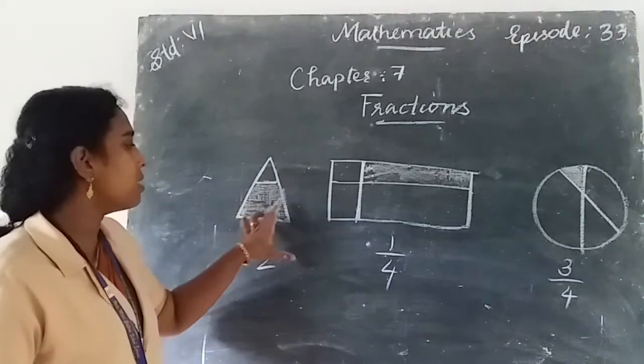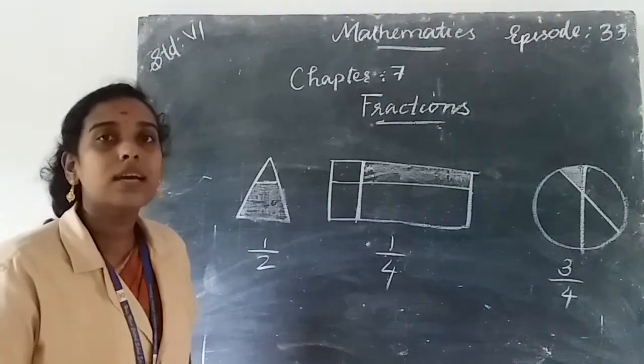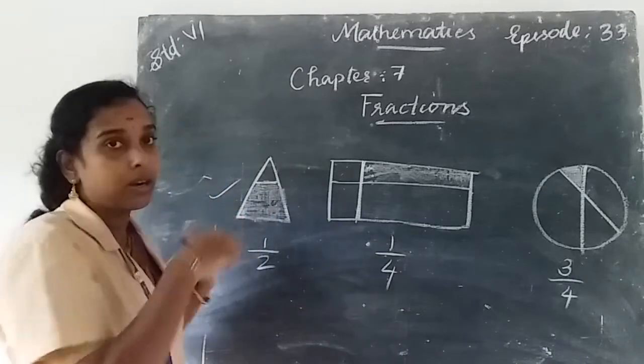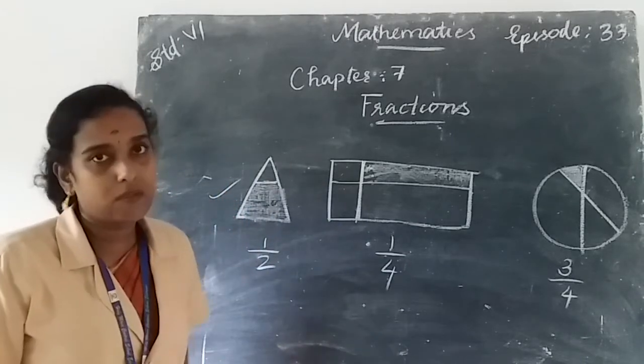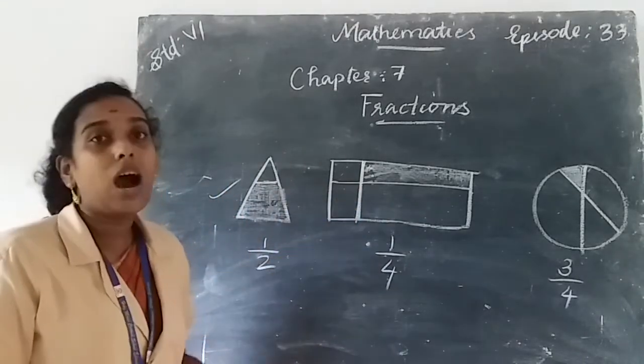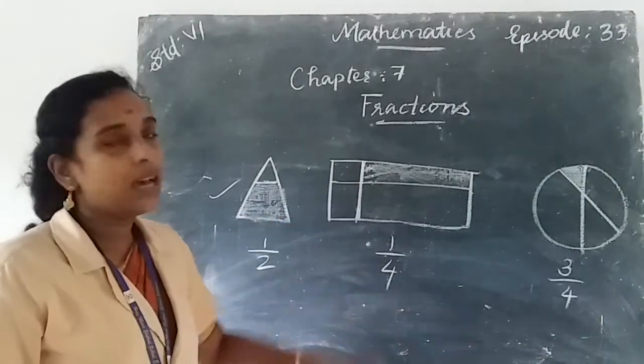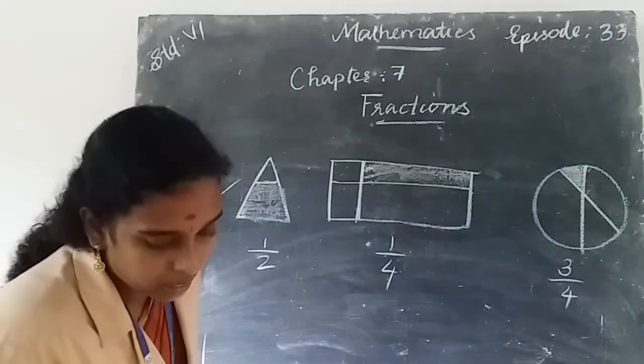The shaded portions do not represent the given fraction because the wholes are not divided equally. These are divided unequally. So the shaded portions do not represent the fractions. Okay. The next question.